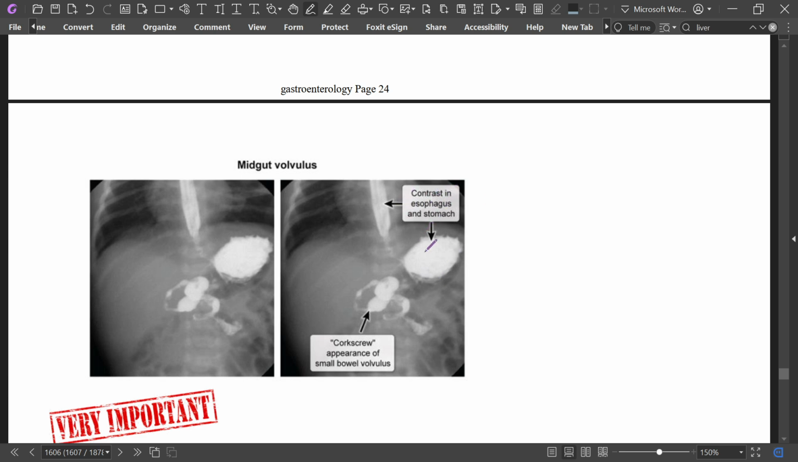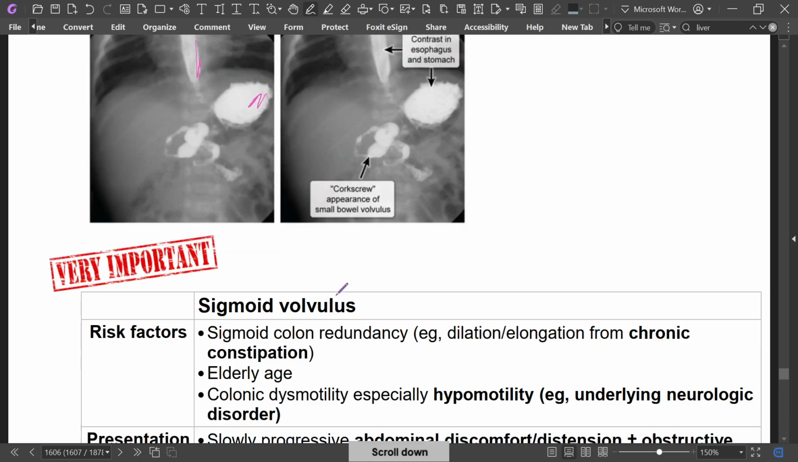Contrast in the esophagus and stomach. Corkscrew appearance in the small bowel volvulus.